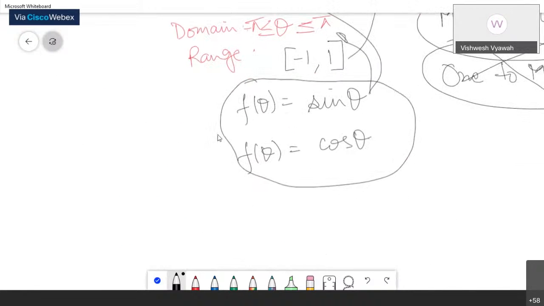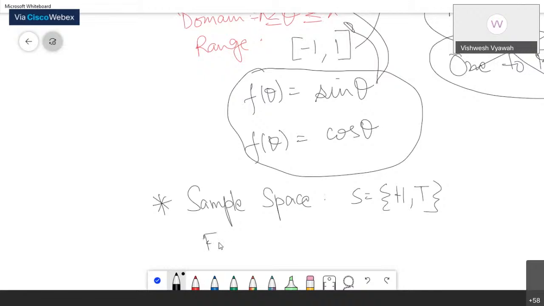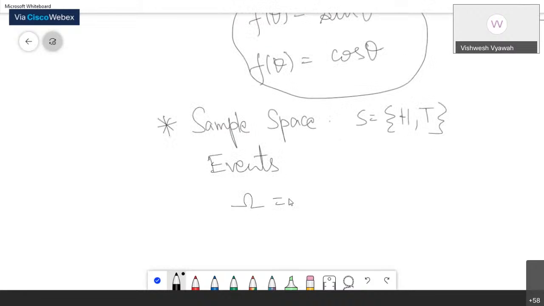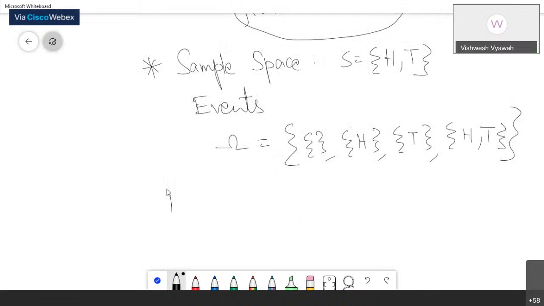So let's take a quick recap of what we have done. We have defined a sample space, and I'll take the example of the coin, H comma T. We have defined events. We know what those events are, and we have defined sigma, which is nothing but the collection of all events: a null set, singletons or primary events. This is how we define it.